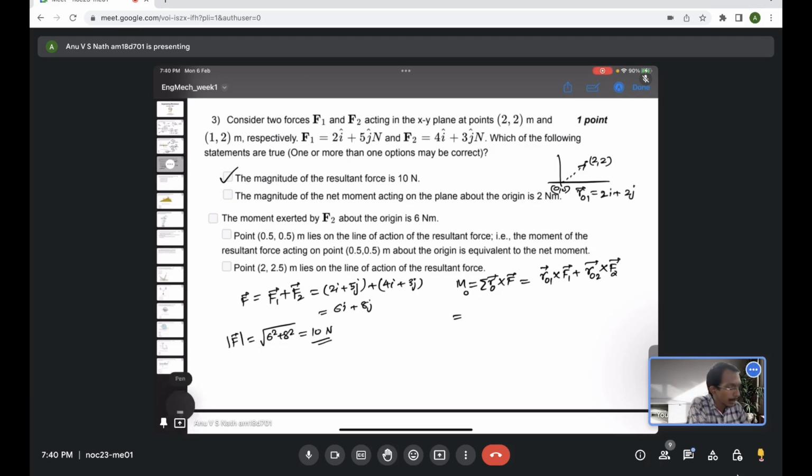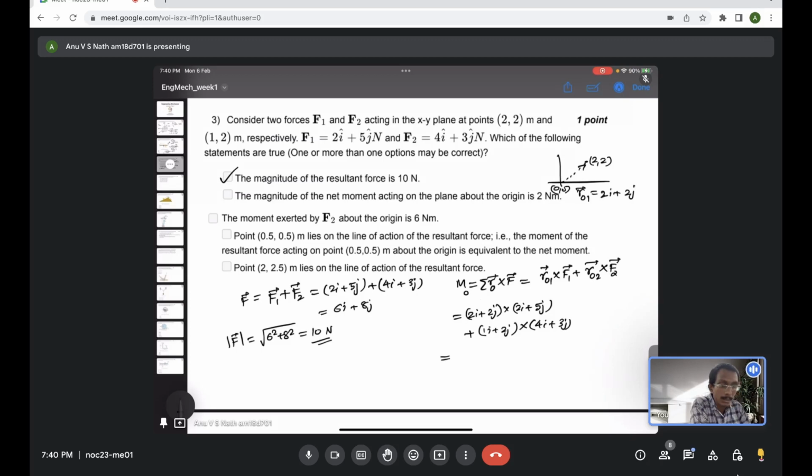So here, 2i + 2j is the position vector to the first force, and the first force is given as 2i + 5j. Similarly, the position vector to the second force, which is at the point (1, 2), is 1i + 2j, crossed with the second force, which is 4i + 3j. Is that clear? Anyone has any question in this part? So I hope that is clear.